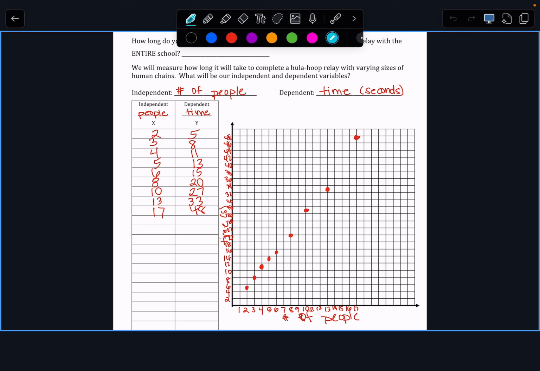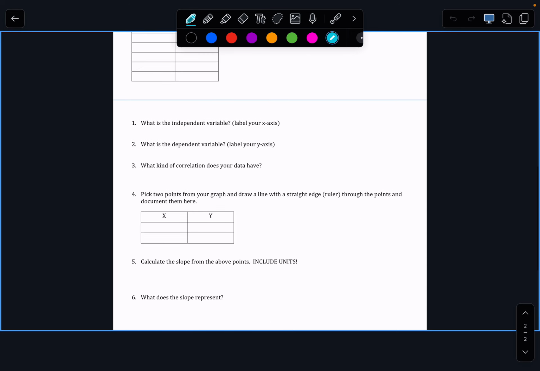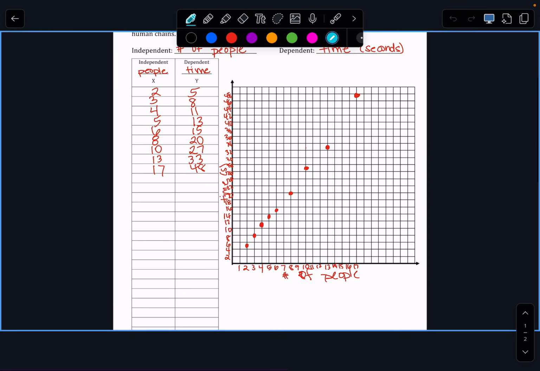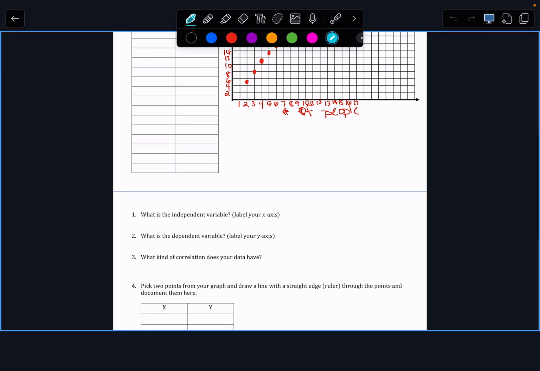So what I want to do is take this lesson and connect it to everything else we've done in the chapter, except maybe parallel and perpendicular lines. And you'll notice on the back, we're going to actually draw a line to approximate what this data is telling us. So let's go to the back real quick.